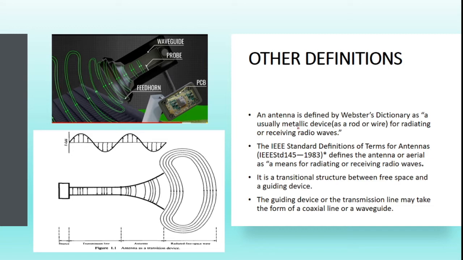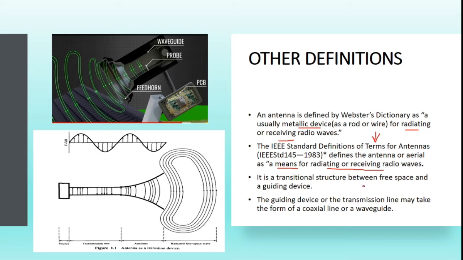So starting from the definition of a metallic device that receives or radiates radio waves, we came to a more enhanced definition: a means for radiating or receiving radio waves. In this definition, the term metallic is not there, which means it is not restricted to metallic devices. It is not that only metals can radiate or receive radio waves. Non-metallic devices were also capable of transmitting and receiving radio waves. And this definition was formulated by the IEEE in the year 1983.